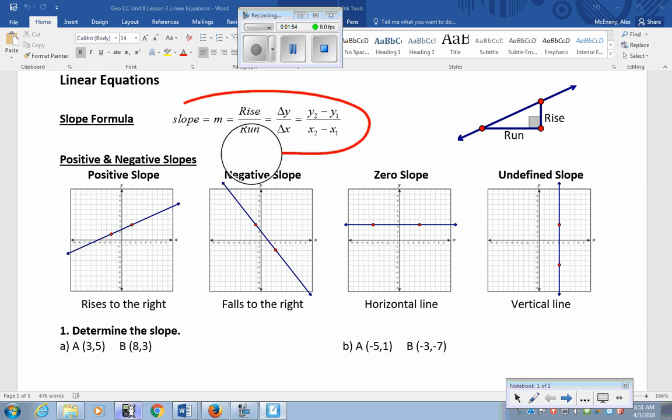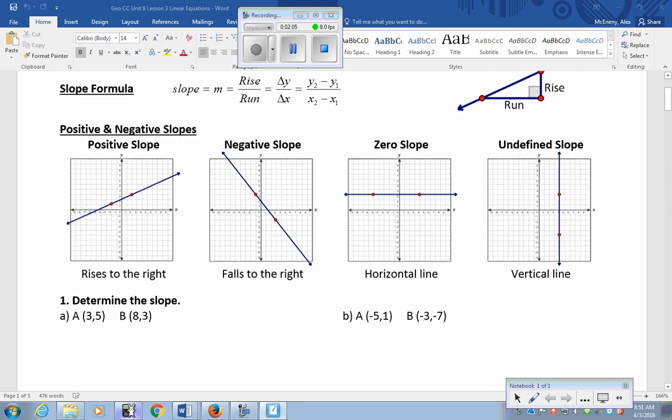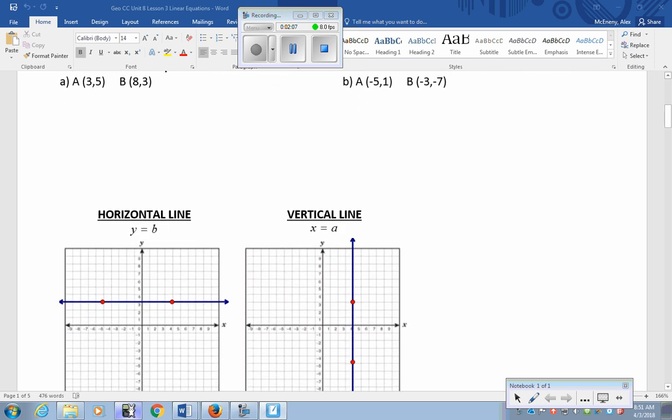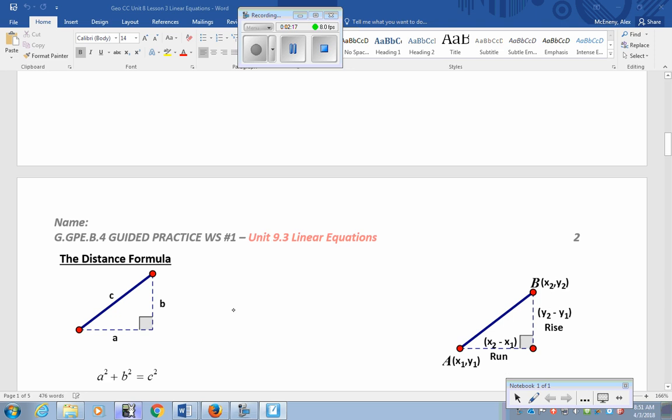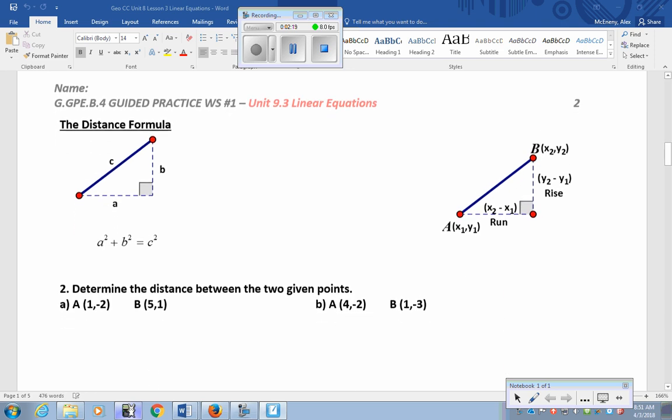The other thing I want to point out is you can see some of the pictures of the slopes. Part of the assignment will have you talking about a positive slope, a negative slope, 0, and undefined. So you'll come across that later on. There's examples of what horizontal lines and vertical lines would be written as, and you might remember this from algebra. But going on to the next page, we're going to look at the distance formula.